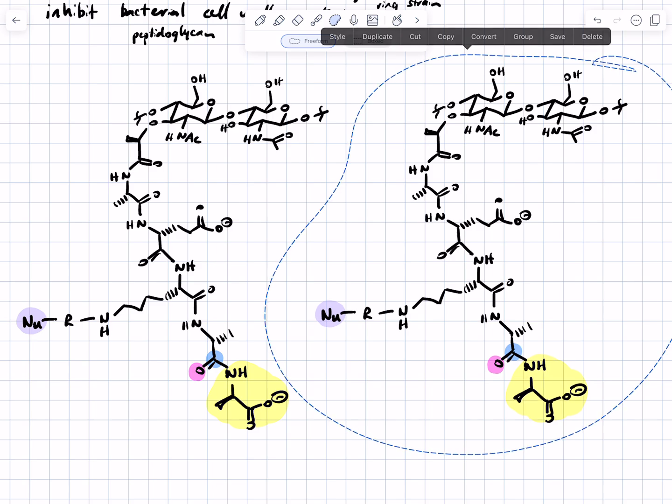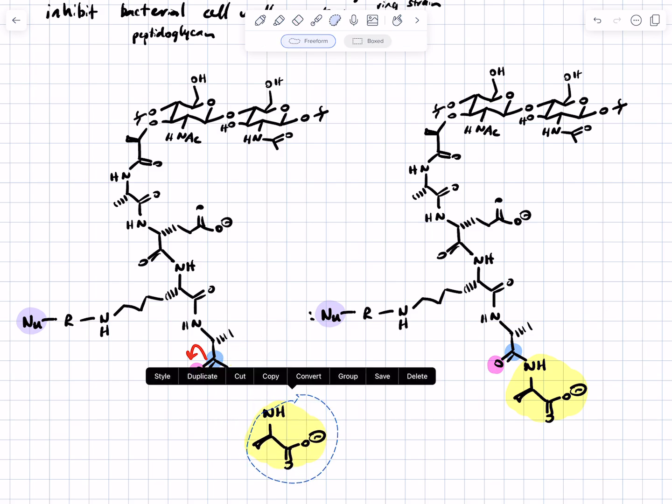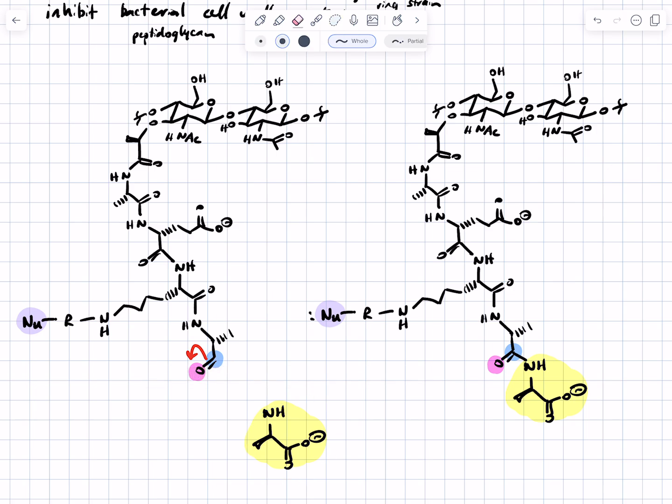Is to have a nucleophile here attack this carbonyl carbon to generate a tetrahedral intermediate. Now, that reaction isn't very favorable because this is not a very good leaving group. So nature needs an enzyme to catalyze that reaction. But after the enzyme does its job, the leaving group will have left, and there will be a new bond.